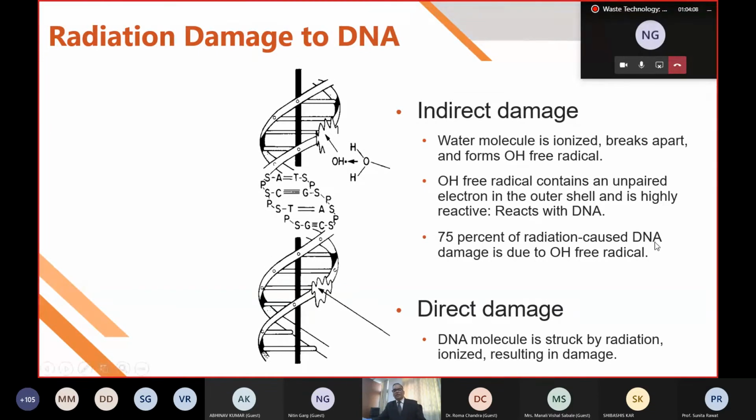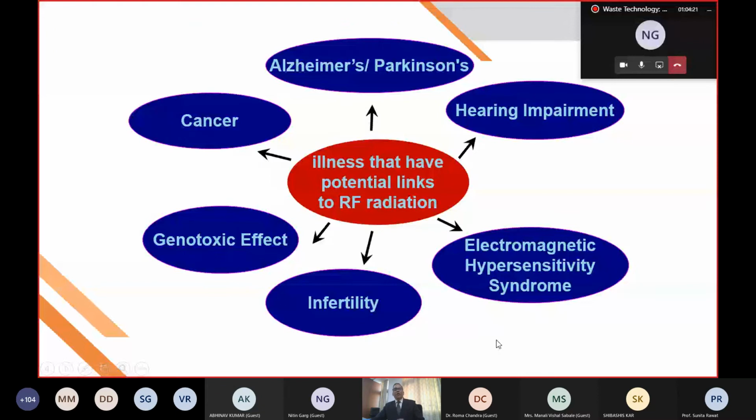75% of the radiation causes DNA damage due to the hydroxyl free radical, so you can see it is indirect damage. In direct damage, it hits the DNA strand and breaks the bonds. Ultimately, illnesses have a potential link with RF radiation. It may be Alzheimer's, it may be hearing impairment. These are all genotoxic effects. As I said, if DNA is damaged, that means it is genotoxic. Infertility, I have shown you, and cancer is there.